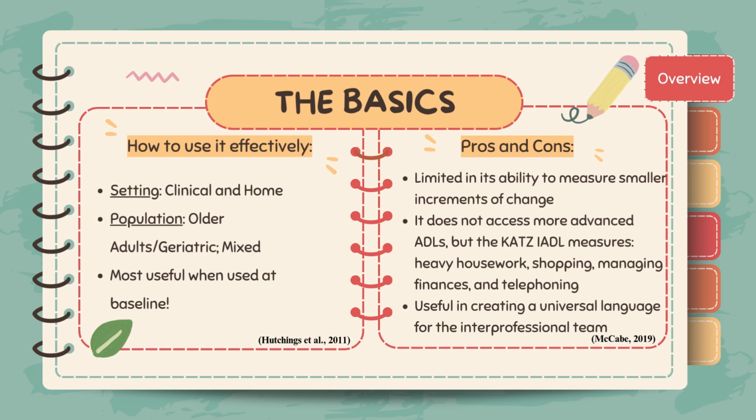Although the Katz is super sensitive to change in health status, it is definitely limited in its ability to measure smaller increments of change that are seen in rehab with older adults. It also doesn't assess more advanced ADLs, but Katz did develop another scale for IADLs, which are instrumental activities of daily living. That includes tasks like heavy housework, shopping, managing finances, and telephoning. However, this Katz ADL index is incredibly useful in creating a common language about the patient's function so that all interprofessional team members are involved and can understand.